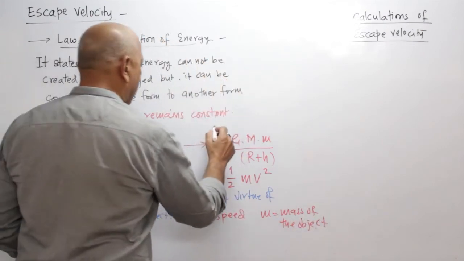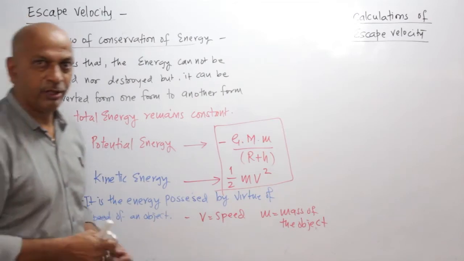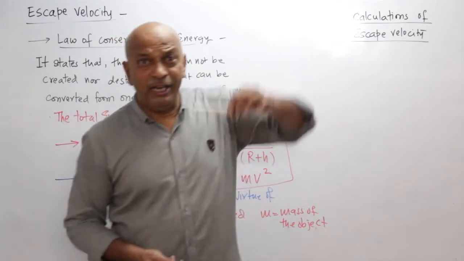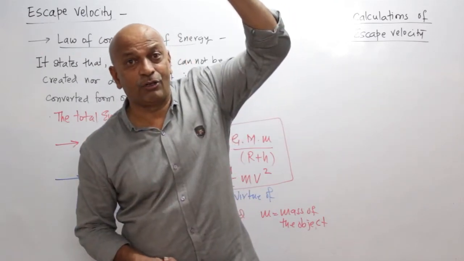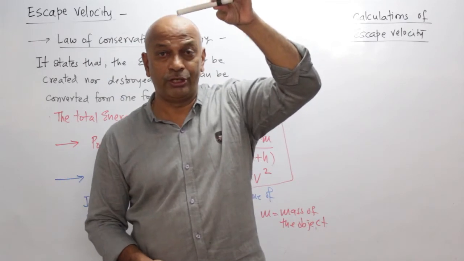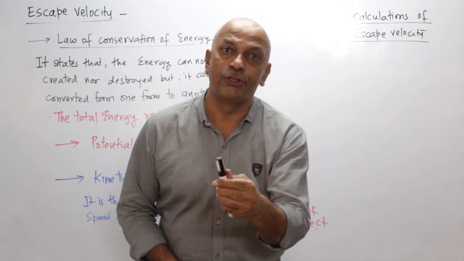So these are the two energies associated with an object. If it is at a height, it has got potential energy. If it's moving with a velocity, it has got kinetic energy.